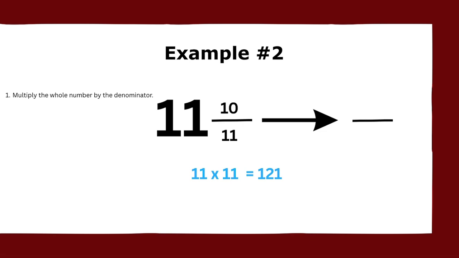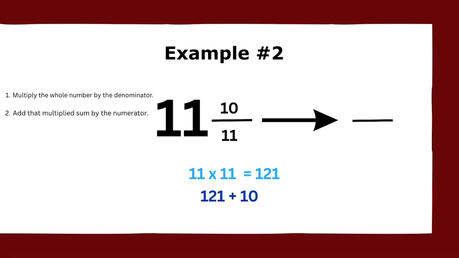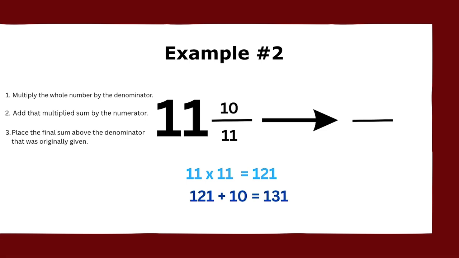So now that I have that 121, I'm going to want to add that to my numerator. So 121 plus 10 gets me 131. Now that I have that, I'm going to place that 131 above my 11, which is the number that I was originally given. So 131 over 11 is my improper fraction for 11 and 10 over 11.